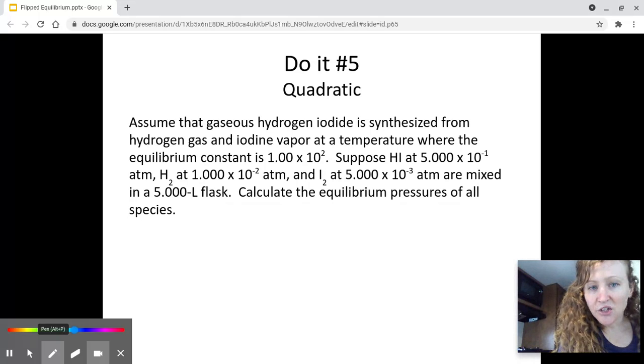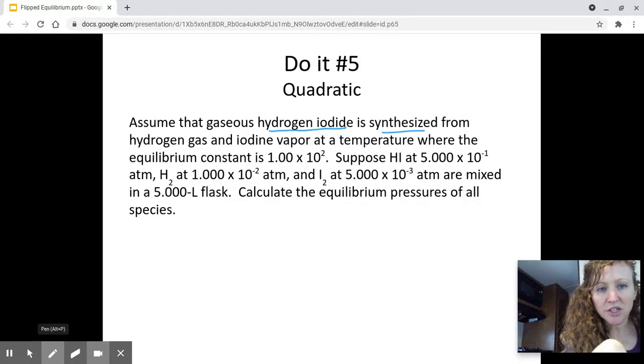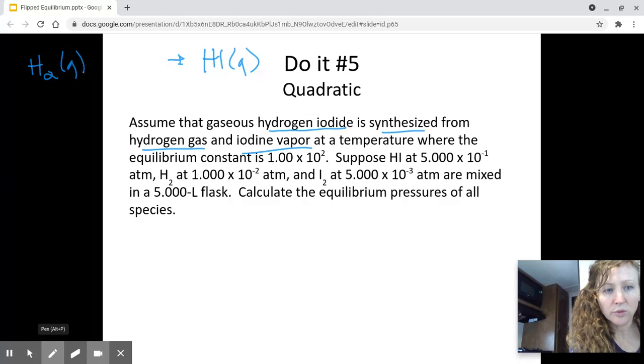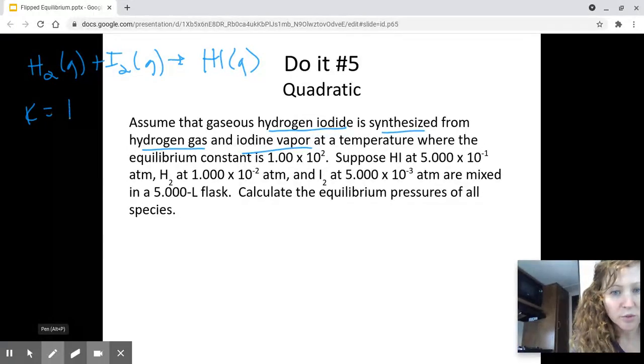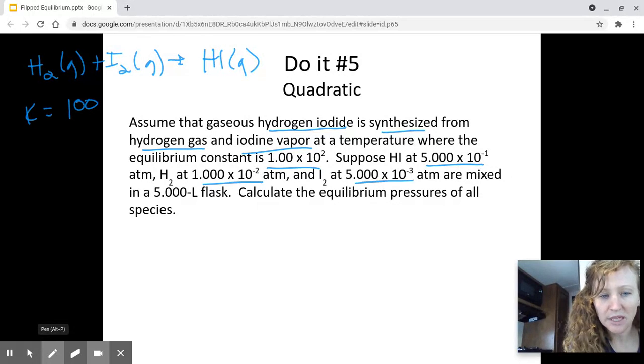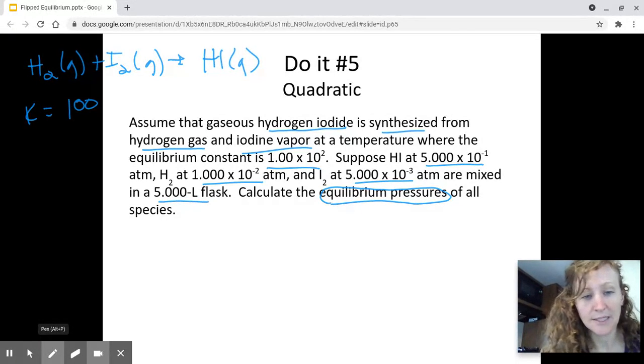All right, gaseous hydrogen iodide is synthesized. So gaseous hydrogen iodide is going to be on this side of our equation from hydrogen gas and iodine vapor, H2, which is a gas, I2, which is a gas, at a temperature where the equilibrium constant, so K equals 100. Suppose HI at this, H2 at this, I2 at this are all mixed in a 5-liter flask. Calculate equilibrium pressures of all species.